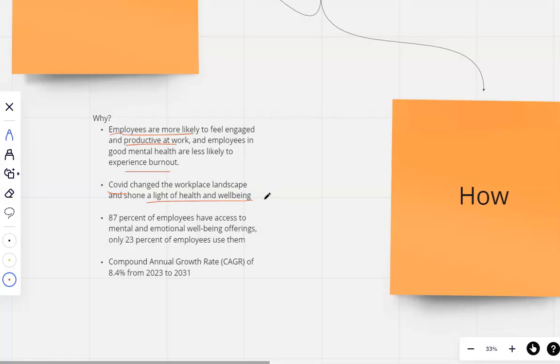When you actually look at some of the statistics and do some market research around this, and I'll put the links to these sources in the description if you're interested, 87% of employees have access to mental health and emotional well-being offerings, but only 23% of them are using them. So there's a real incentive here for businesses to improve well-being within their business, not just giving people more opportunities, but making sure they access them. And that's what this newsletter is going to be about.